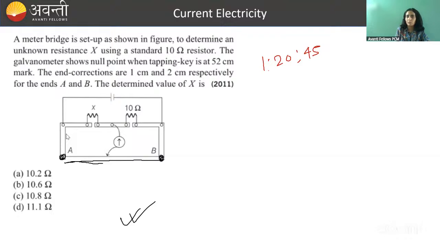So if end correction is given, it means you need to add that value to get the correct one. So what is given here: there is a meter bridge setup shown in the figure to determine an unknown resistance X using a standard resistance of 10 ohm. The galvanometer shows null point when the tapping key is at the 52 centimeter mark.